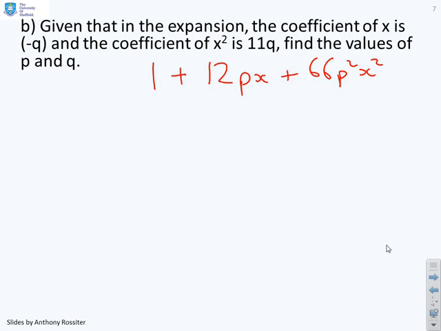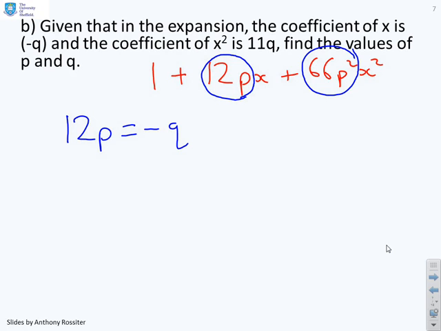Well, these coefficients are clearly here. There's the coefficient of x and there's the coefficient of x squared. So what we've been told is that 12p equals minus q, and we've also been told that 66p squared equals 11q. Now I can simplify this last one by dividing by 11, and I get 6p squared equals q.